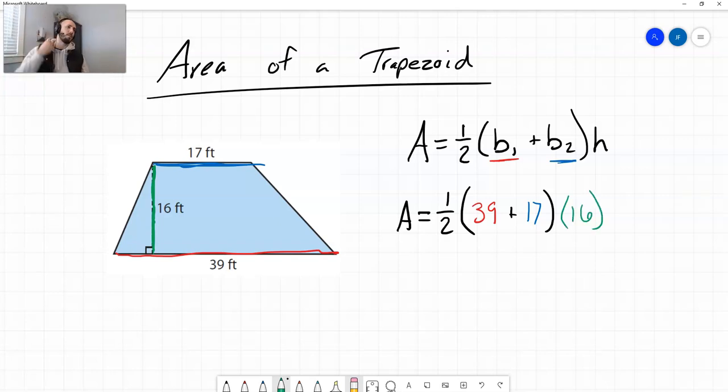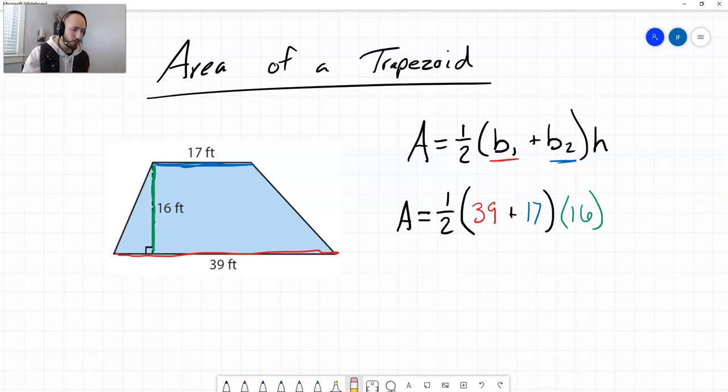Okay, so an important distinction to make, and hopefully this helps you understand this formula a little bit better, is this quantity right here, this 1/2 39 plus 17. And this is actually the average of the two bases. And I'm going to do a little illustration here to see if I can get you to realize why we're doing the average, why we're taking the average of these two bases.